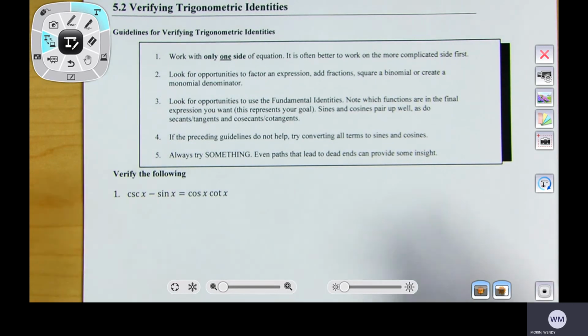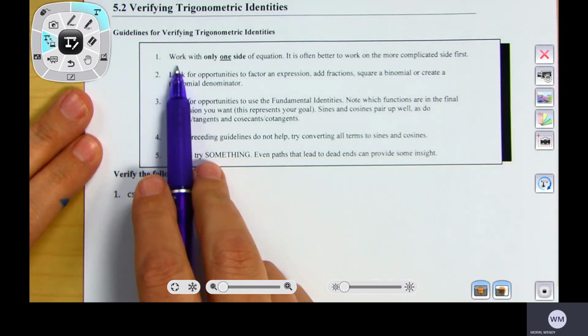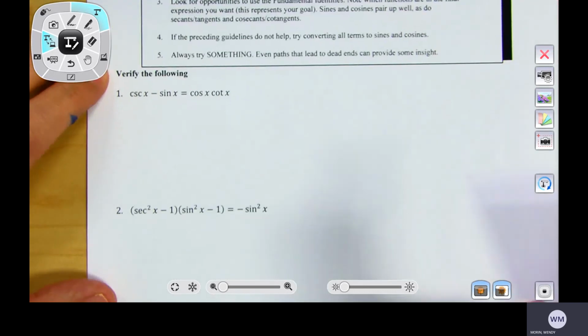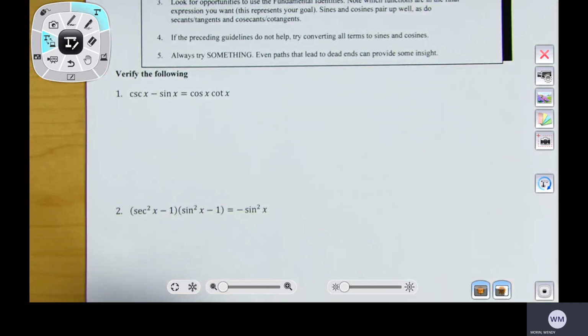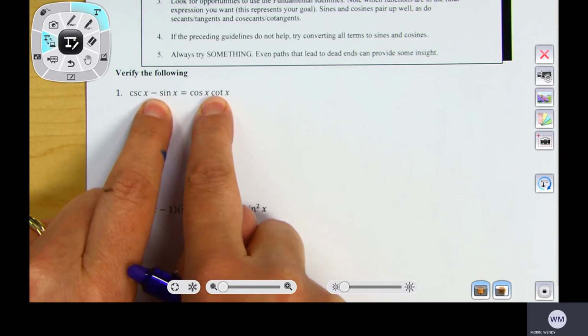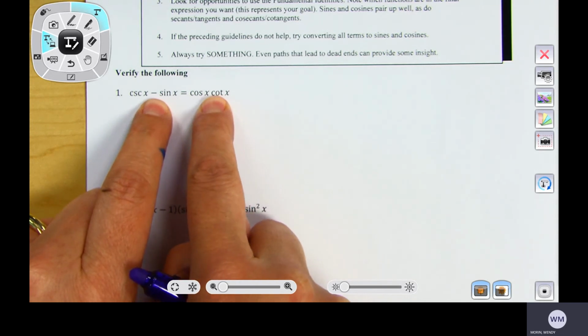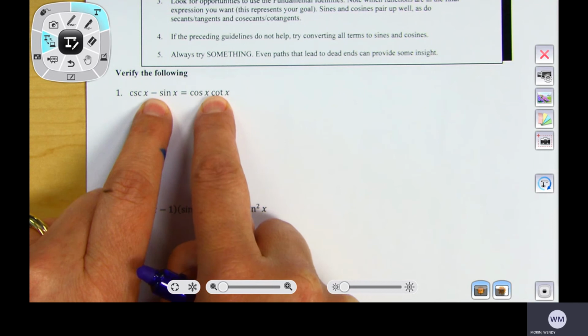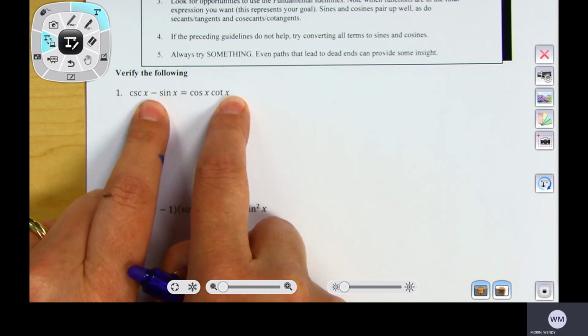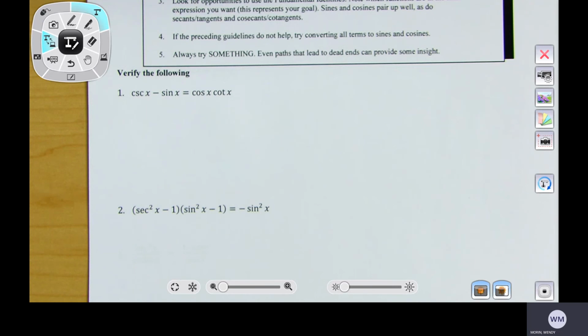Okay, so I'm going to give you some ideas. I'm going to give you some hints. So let's go through this together, okay? First thing, when you're verifying identities, what does verifying identity mean? Well, it's a trig proof. Prove that these sides are equal to each other. That's what verifying identity is. Prove that they are equal. You can prove the right side equals the left. You can prove the left equals the right.